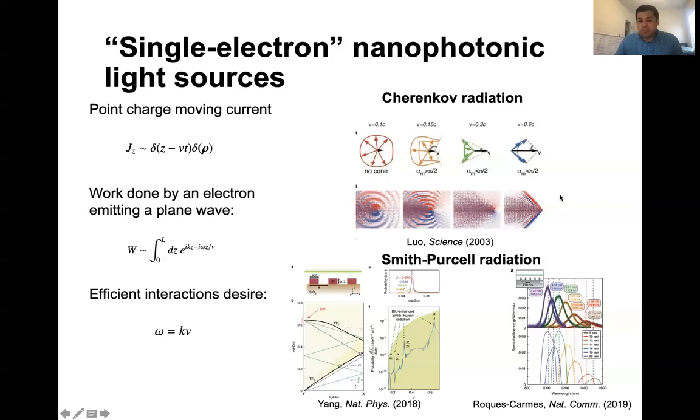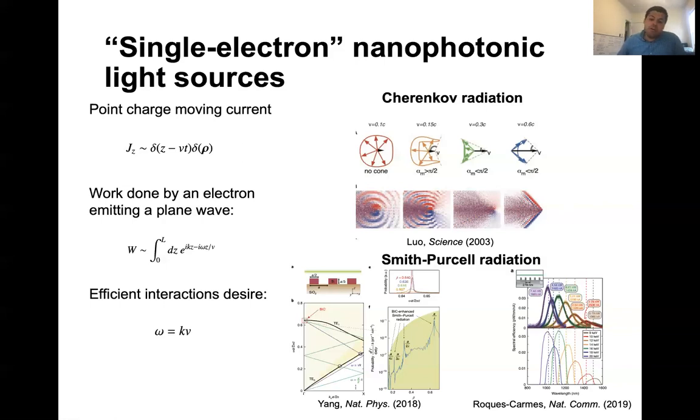But the other important example for this talk is Smith-Purcell radiation, where an electron moves above a grating and emits spontaneously into Bloch modes of that grating. And the reason you have phase matching is because some of the lattice harmonics of that Bloch mode have a phase velocity which matches that of the electron, which has been explored by some of our colleagues.